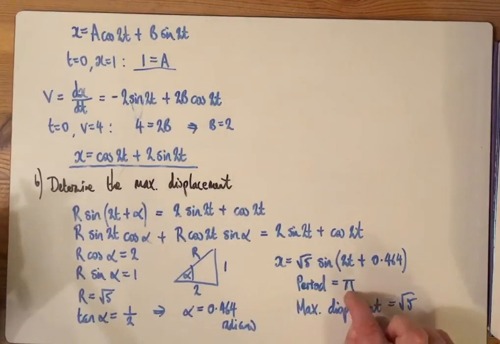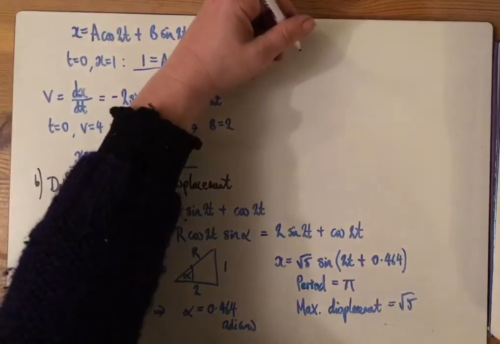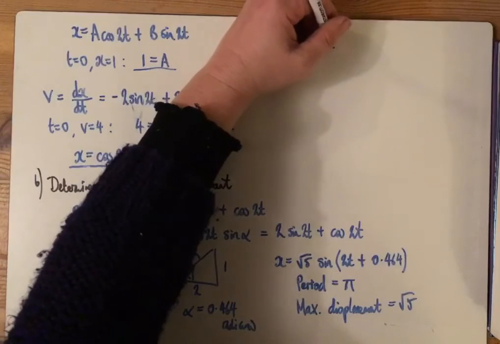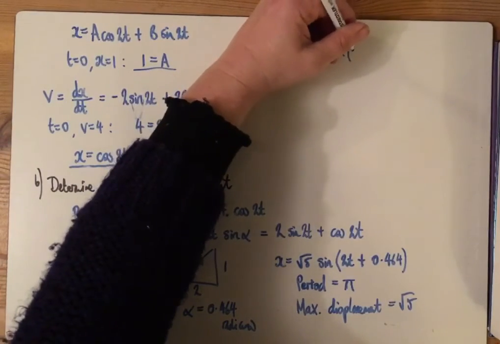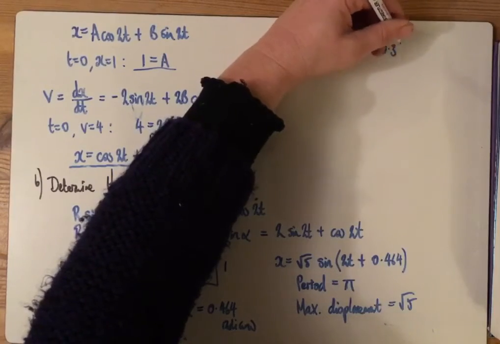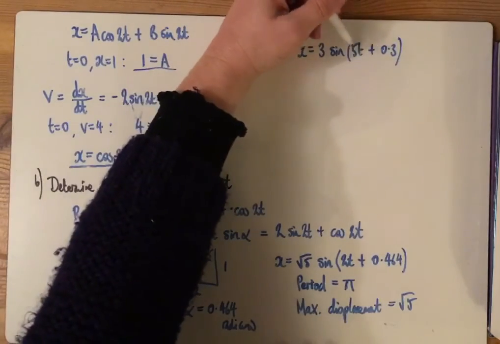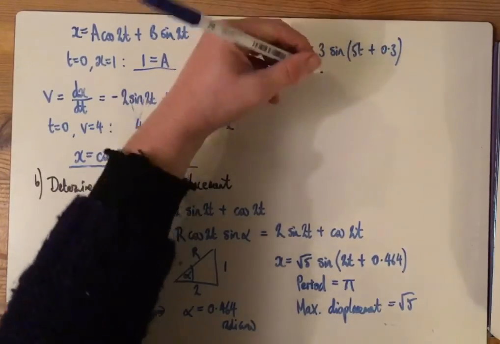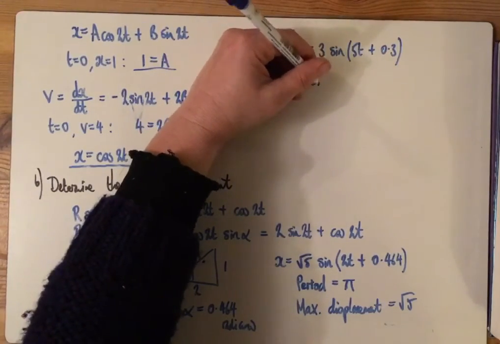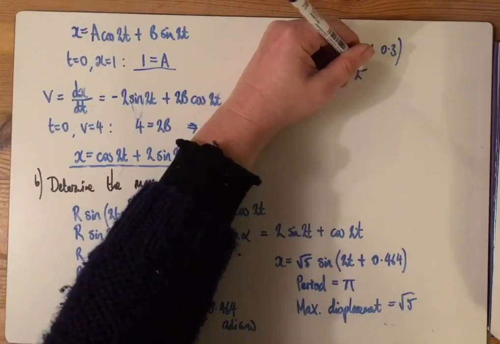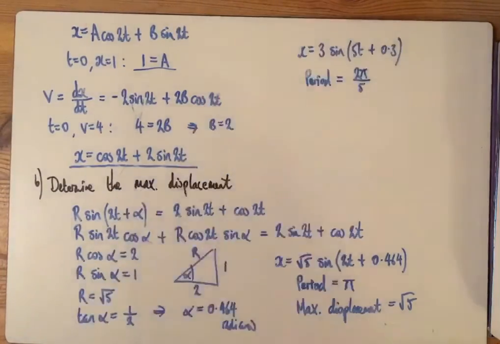You should be able to work out the period from here. So suppose you had x is equal to 3 sine of 5t plus 0.3, for instance, then your stretch is here, so it'd be stretched by scale factor of a fifth, and so the period of this one is going to equal 2 pi over 5.